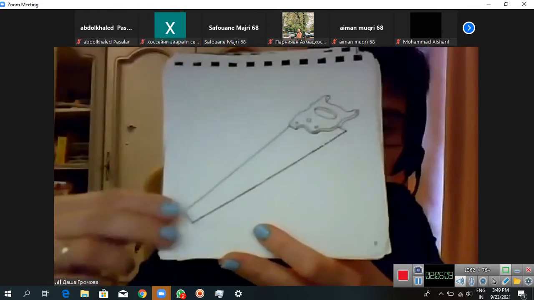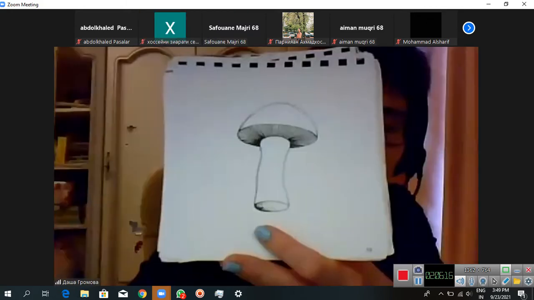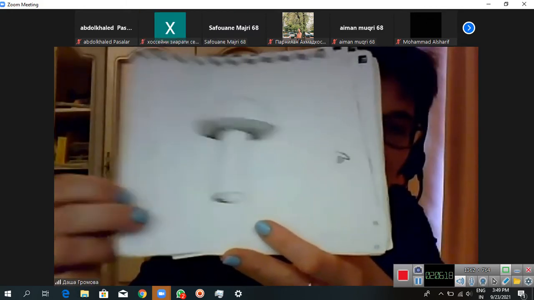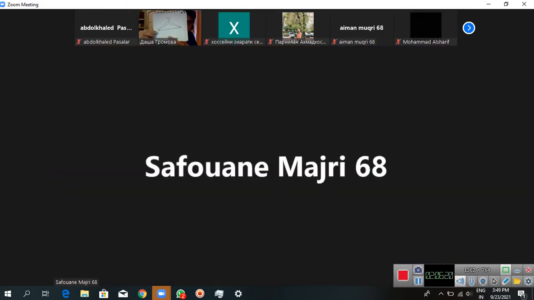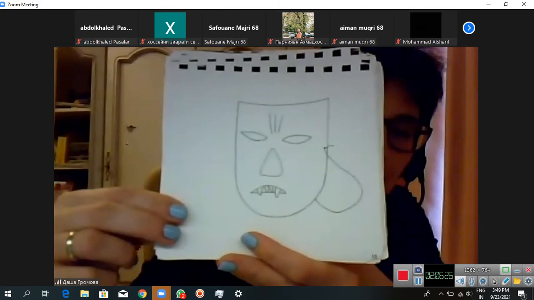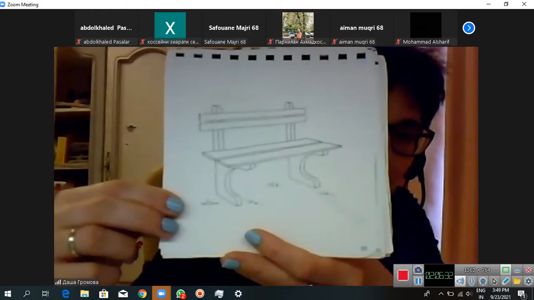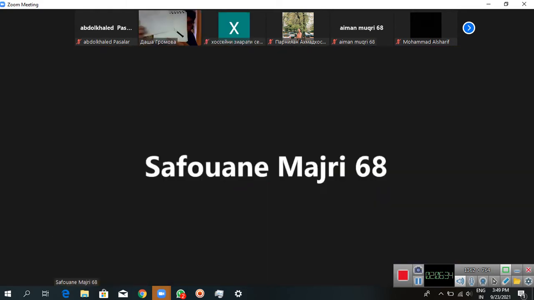A saw, for cutting things. Toothbrush. Mushroom. Hanger. Camel. Mask. Pretzel. A chair. I forgot the name, but it's a bench, in the park.